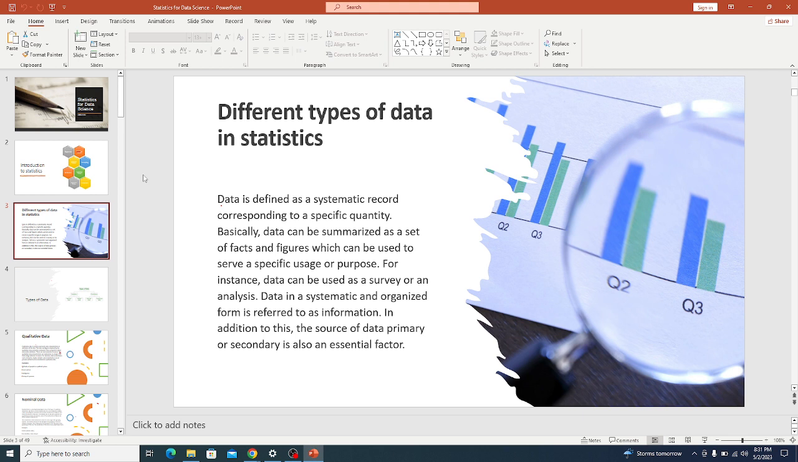All right, so let's start with the basic definition of data. Who can define for us data? Someone who can define for us what is data, or what do you understand by the term data? Anyone? Someone?